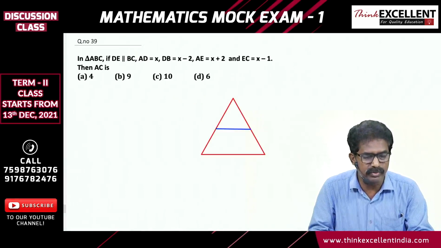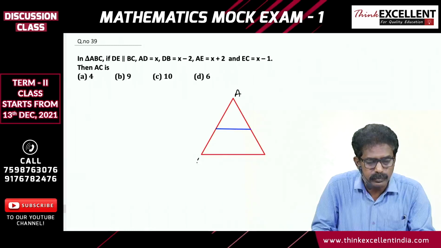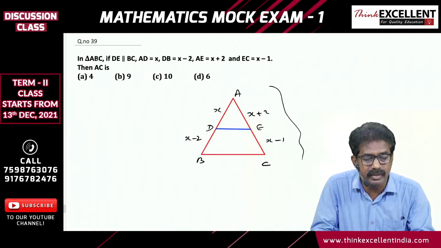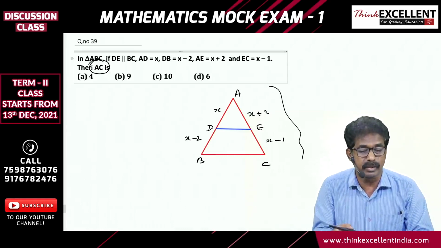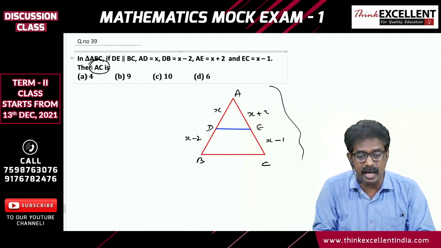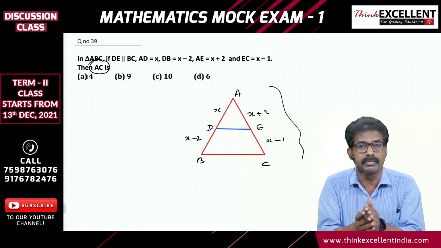Now let's move on to 39. In triangle ABC, DE parallel to BC, AD is x, DB is x -2, AE is x +2, EC is x -1. They asked to find AC. Read very carefully. They asked to find what? AC. Sometimes what happens, we find the x value and give that as the answer. But they asked to find AC. After finding x, x +2 and x +1, both you have to add it, right?